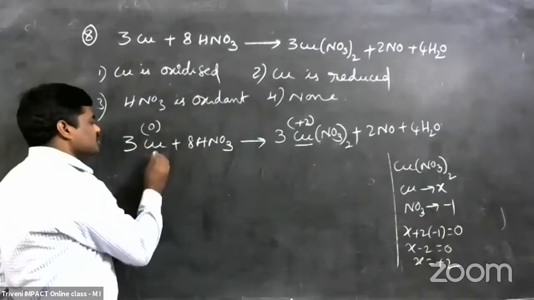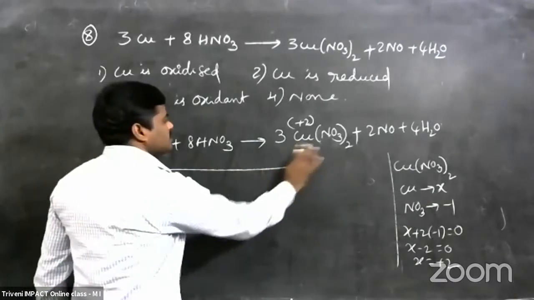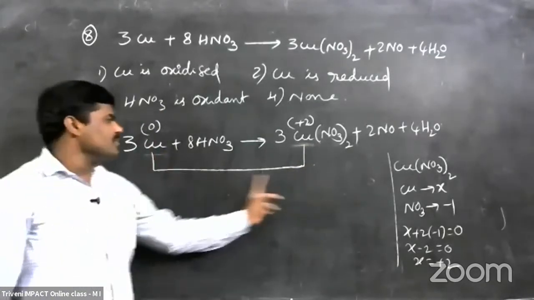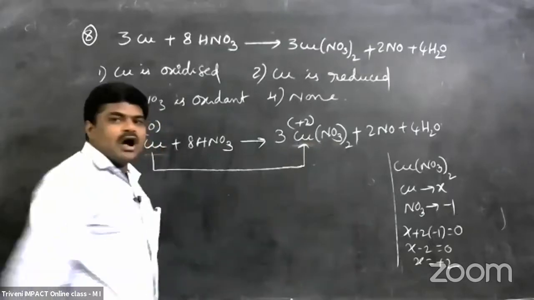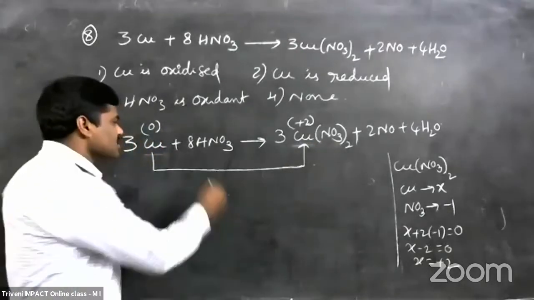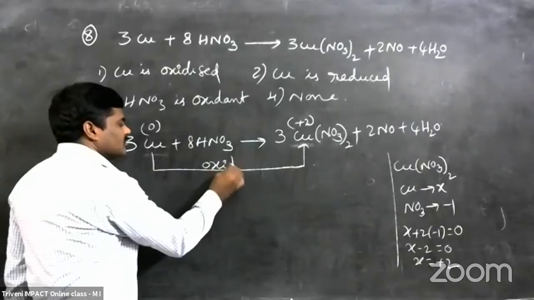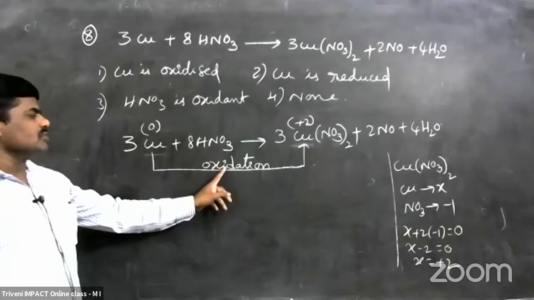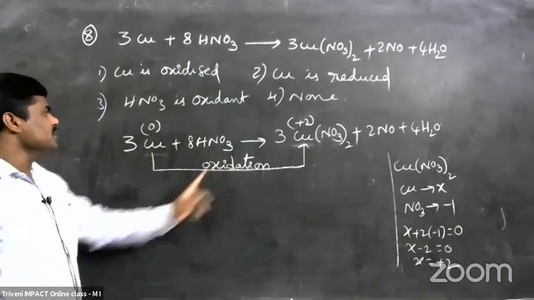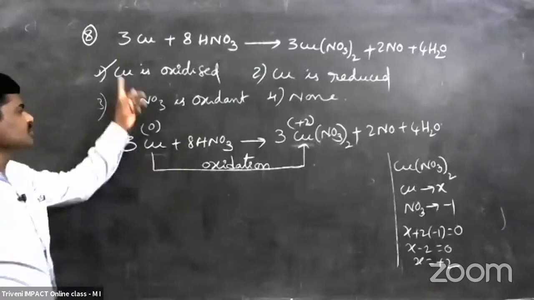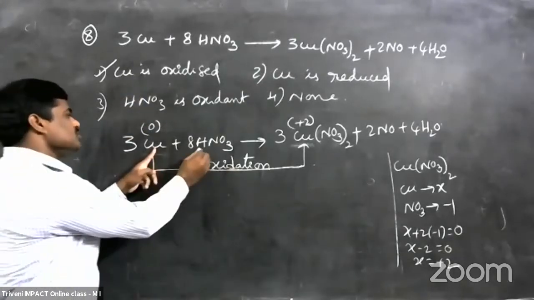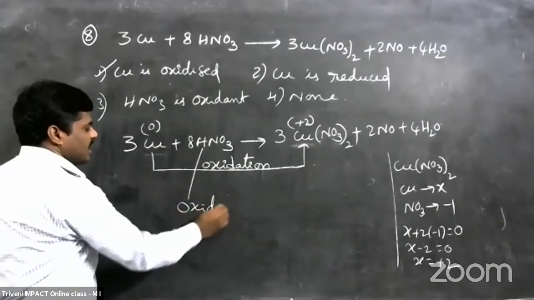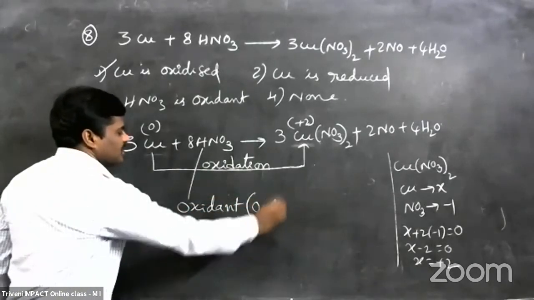So here on the left side Cu oxidation state is 0 and on the right side Cu oxidation state is plus 2. The oxidation number increases. Remember that point: oxidation number increases means that is oxidation. So Cu is oxidized. So this is the correct one. Cu is oxidized means HNO3 is the oxidizing agent, the oxidant.